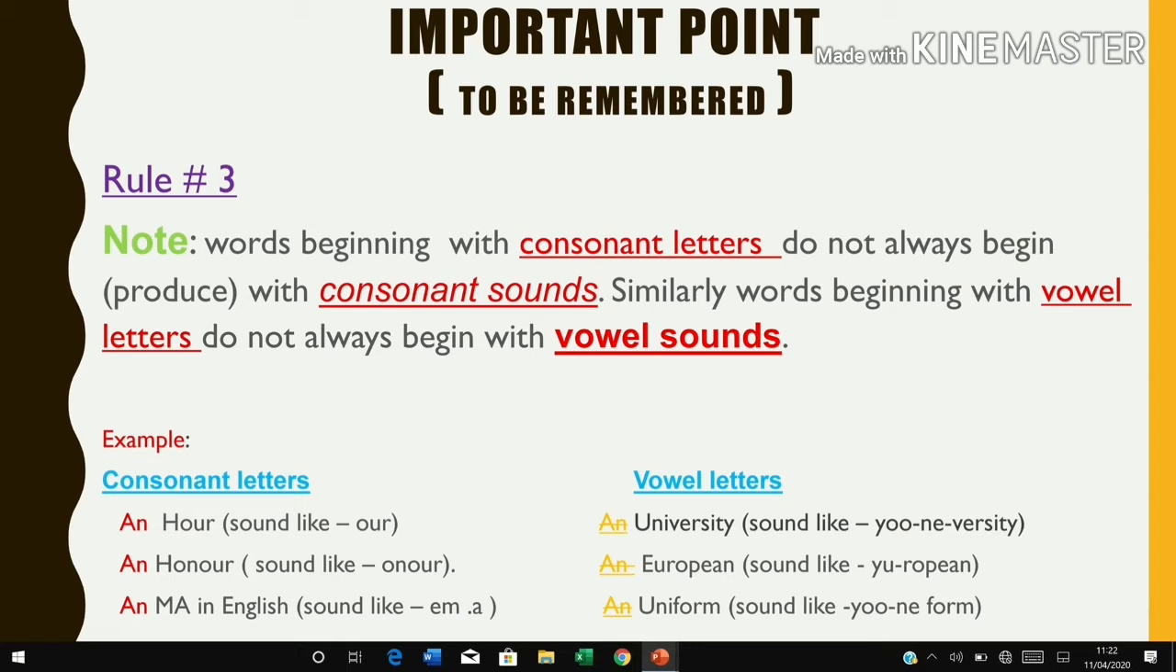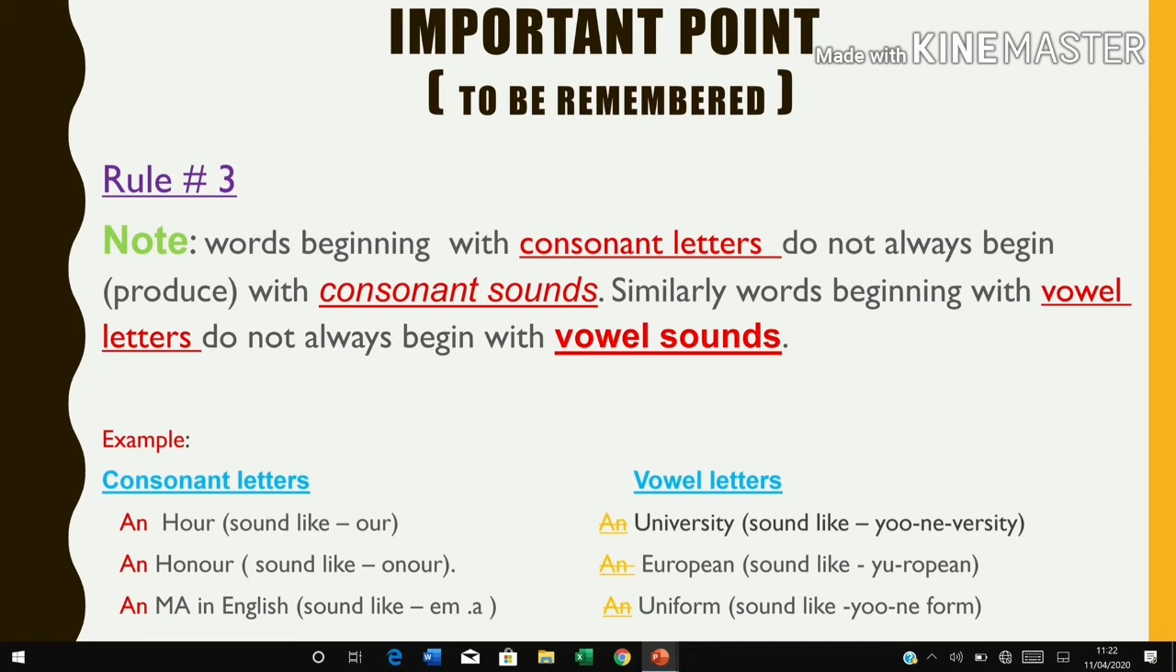But one amazing thing is here: we should not pronounce the H in hour just because it is a consonant letter. It is avoidable. The word starts with a vowel sound. H is silent here. So it begins with the sound of a vowel, the sound of o. So it is "our". Okay.